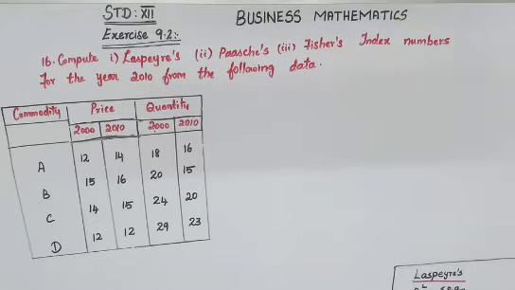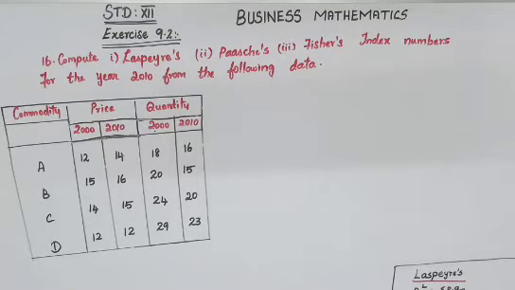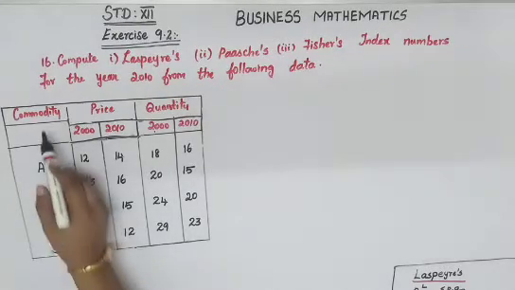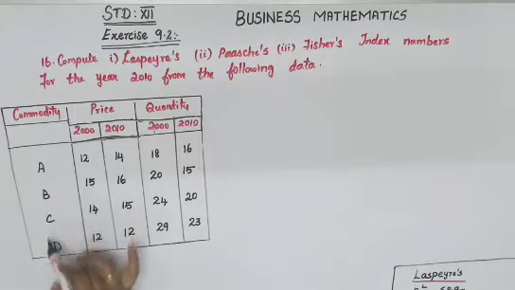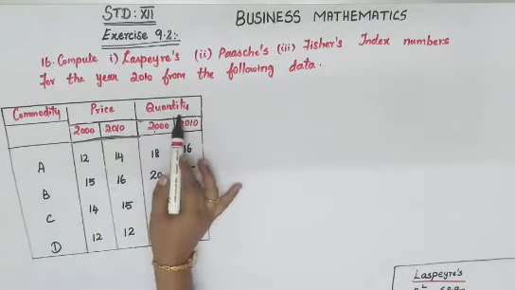Standard 12th Business Mathematics, Exercise 9.2, 16th question. Compute Laspeyres' and Paasche's and Fisher's index number for the year 2010 from the following data. The data is given like this: commodities A, B, C, D, with price and quantity.